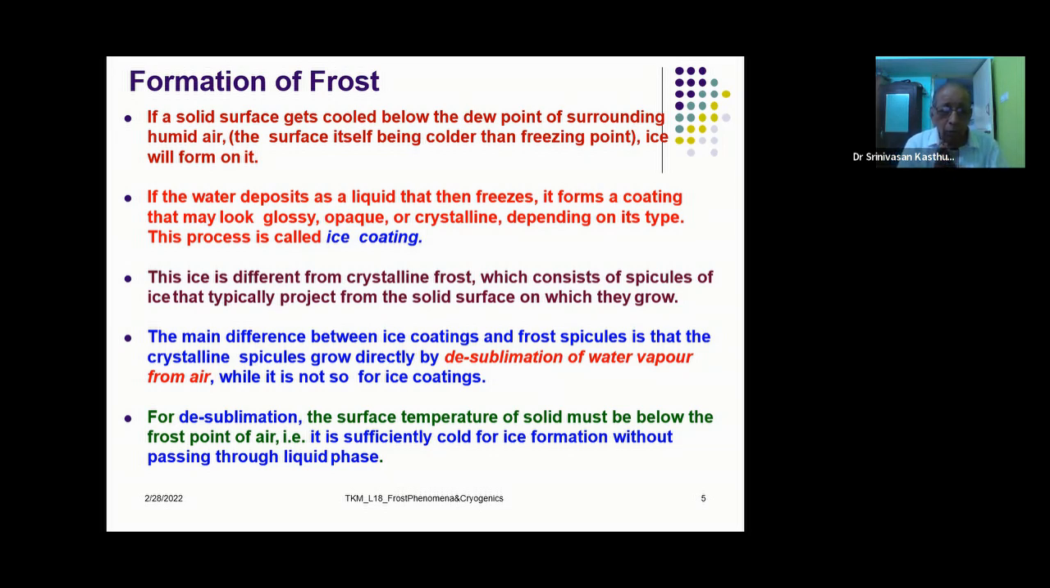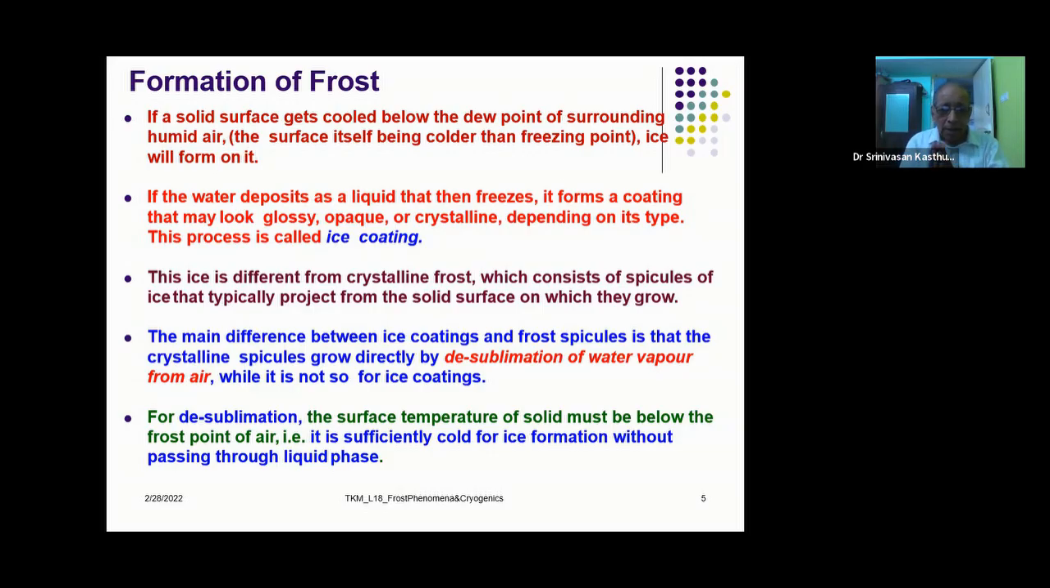So what is needed for desublimation is that the surface temperature must be sufficiently below the freezing point of air. It's sufficiently cold that ice formation happens without passing through the liquid phase. So you can clearly see ice formation can happen without passing through the liquid phase. Then you call it desublimation. Once desublimation happens, the ice crystals that are formed are called spicules. They are very, very sharp crystals.